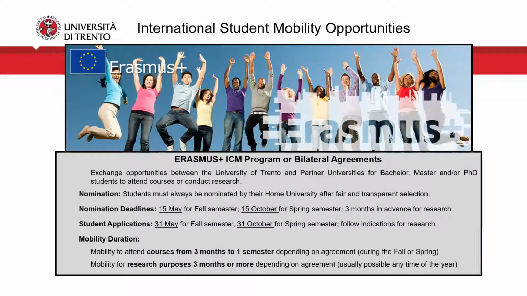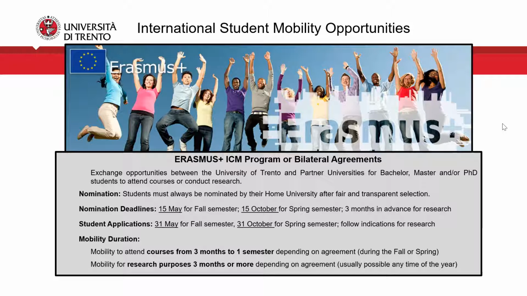Briefly about international student mobility opportunities. As previously mentioned, we have the Erasmus ICM program and also bilateral agreements. These are both exchange opportunities that are available between the University of Trento and our partner universities for bachelor, master, and/or PhD students to attend courses or conduct research, depending on the agreement. Each agreement does not always provide for all types of students, so you need to ask your international office which types of students are eligible for which type of exchange or mobility opportunity.